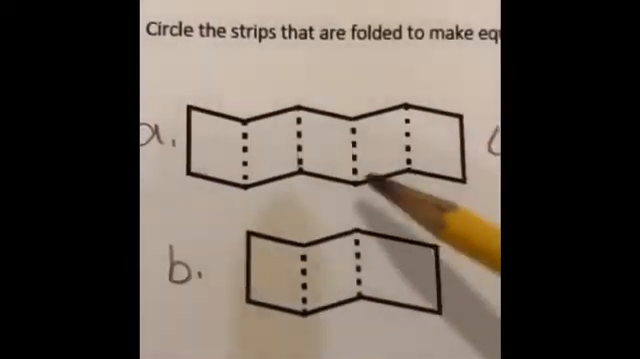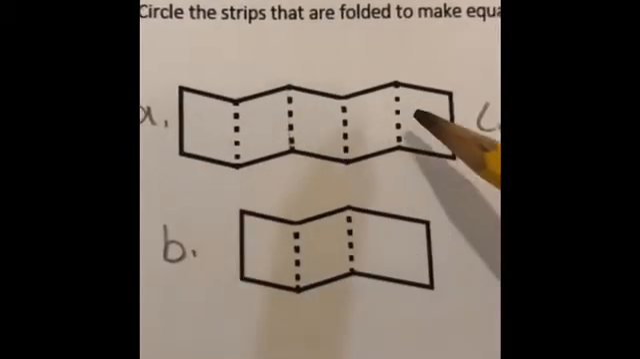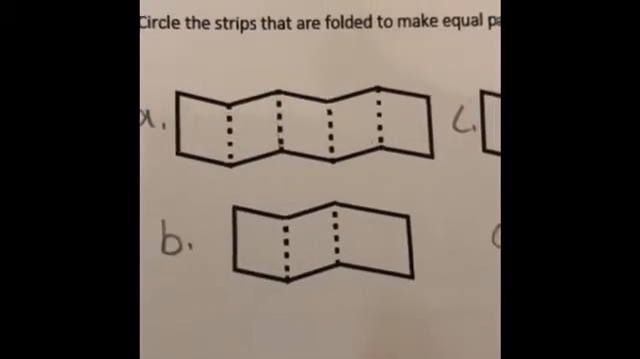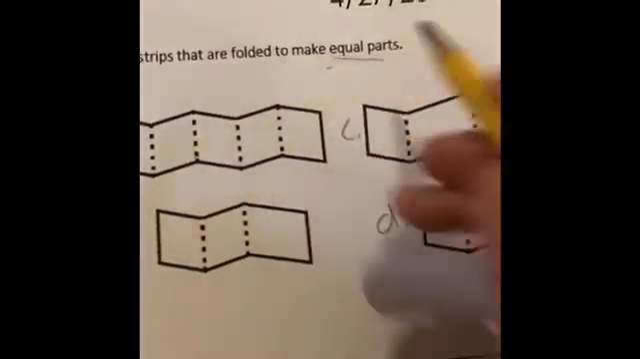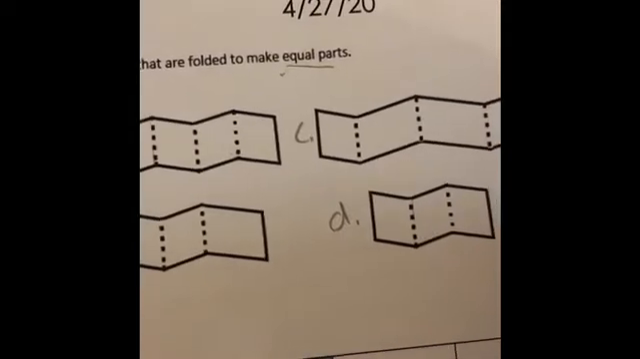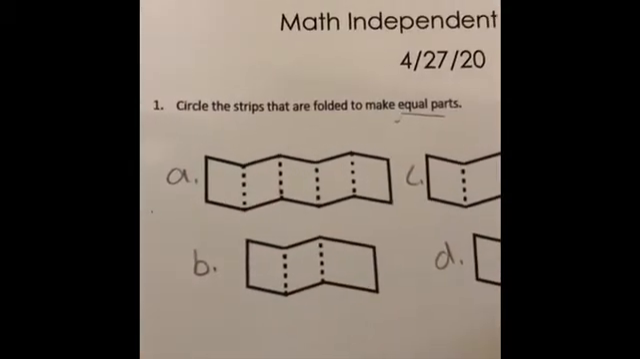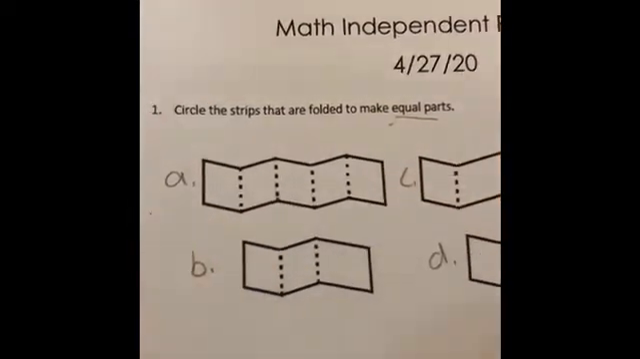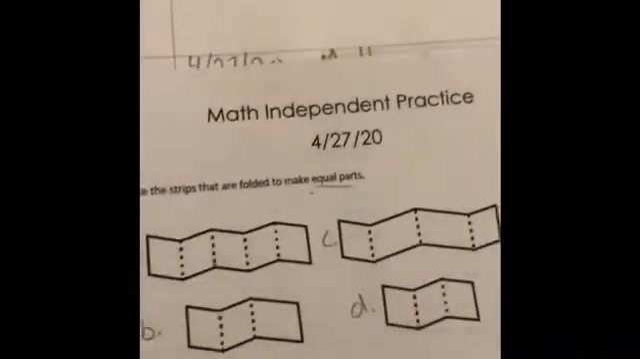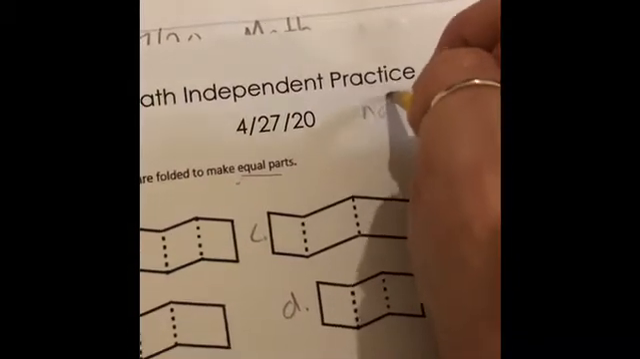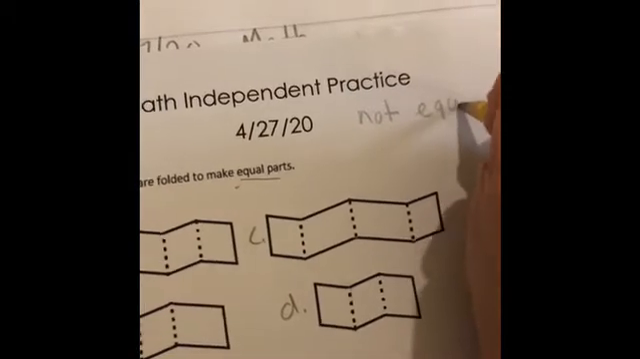Now, you're going to tell me, looking at 1A, are these parts equal? If they are equal, you're going to write the word equal. If they're not equal, you're going to write not equal. So if you take a look at A, do you think these are equal? I'm going to go ahead and do the first one for you. I can tell that 1A is equal. If I thought it wasn't equal, remember, I would write not equal.